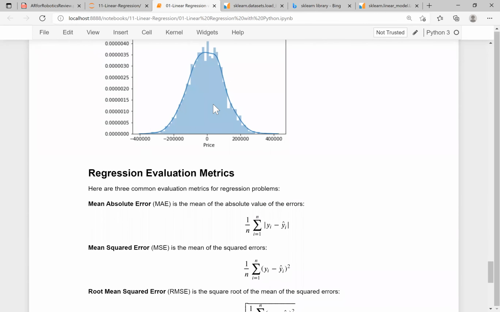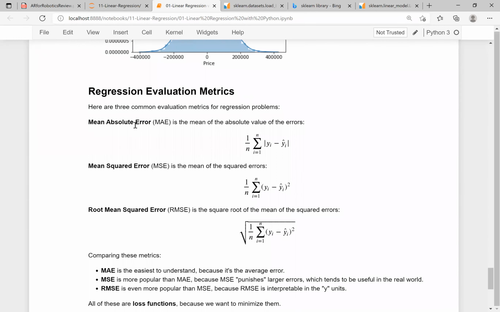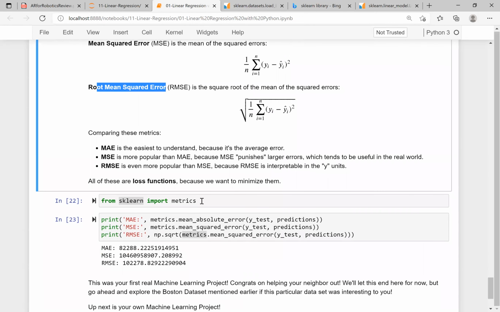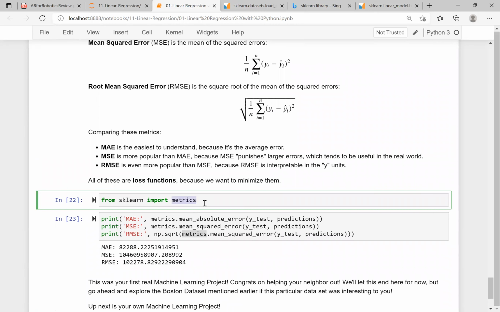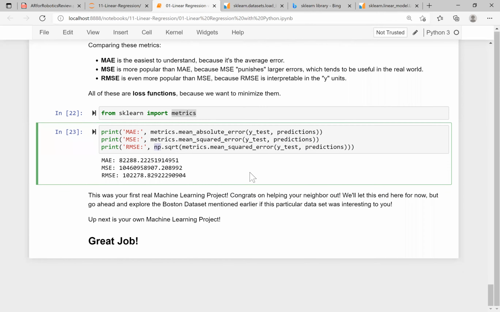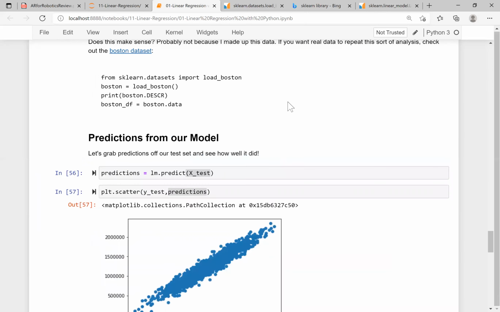To understand the different errors, I can use these three evaluation metrics that come with the sklearn library, right? I can import them from sklearn. I can use the method metrics.mean_absolute_error, providing my y test and predictions, right? Or if I want the root mean squared error, I can pass y test and predictions, and take the square root using the numpy library. Okay, so that's it for today from my side with respect to linear regression.